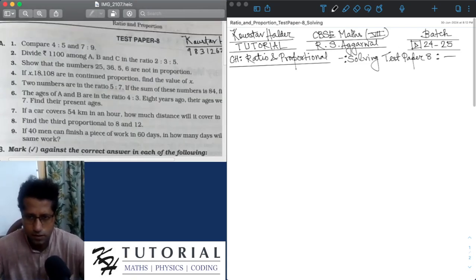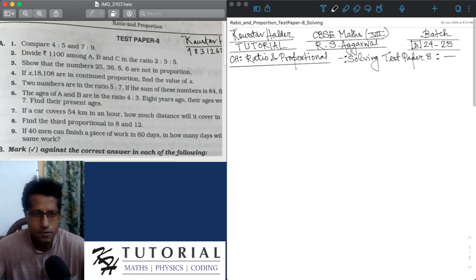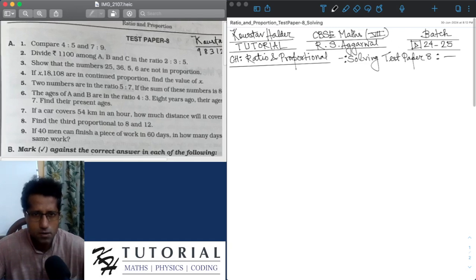So I am not sure how long I will take to solve the problems, because I have to discuss the concepts if required. So it might take a longer time for me. Let's see. So let's start solving the problems. Okay. So section A.